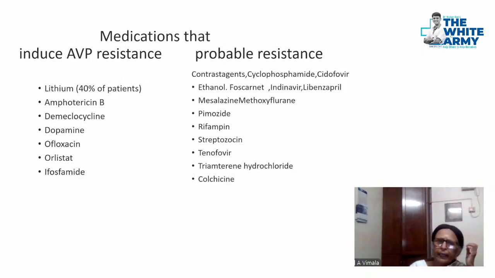So what are the medications that can induce AVP resistance? Whenever you have a hypernatremia, you should go through the drug list. I am not going to read it. These are some of the common drugs which can definitely induce AVP resistance. On the right hand side, you have the agents which can probably produce resistance.